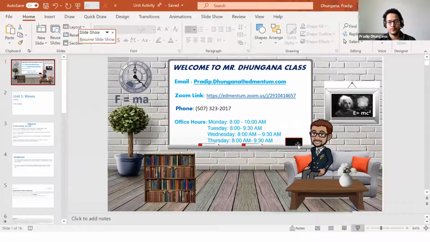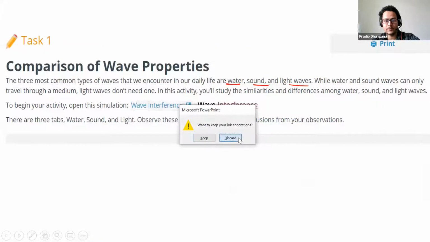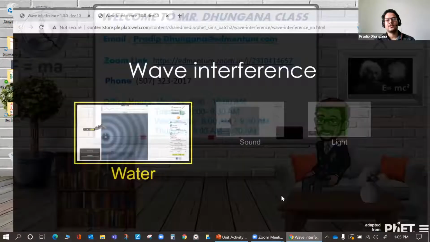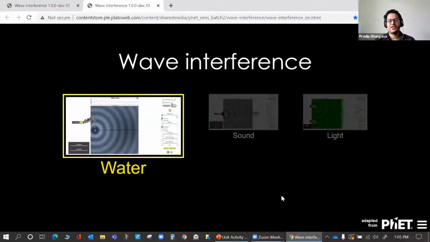Give me 1 second. Let me discard that. I just want to make sure that you all are seeing my screen. It says Wave Interference, and we have water, sound, and light. Please give me a thumbs up, or just type yes, if you are seeing this screen. Thank you very much.